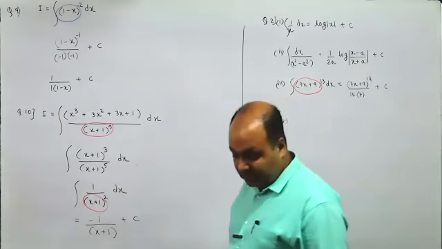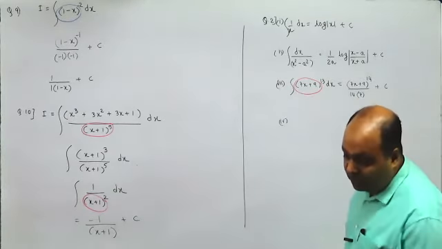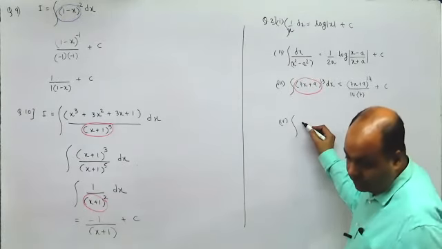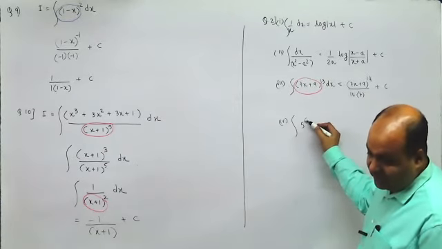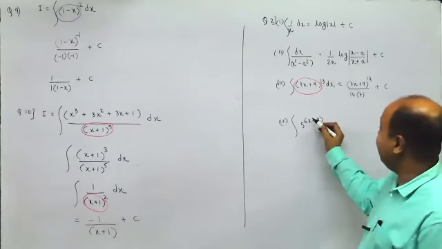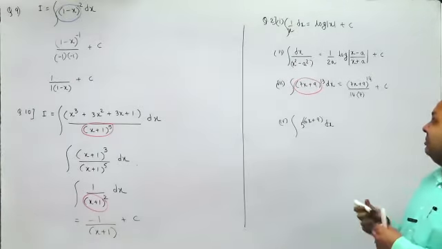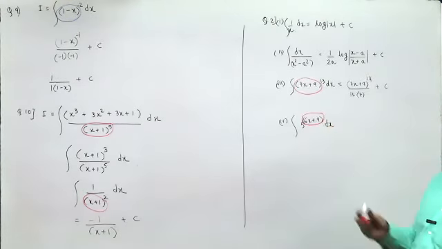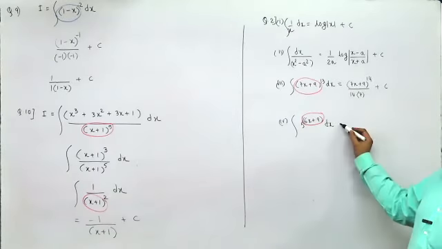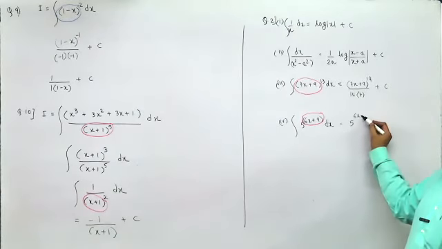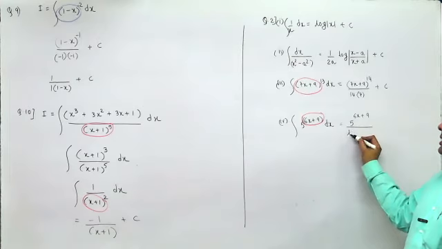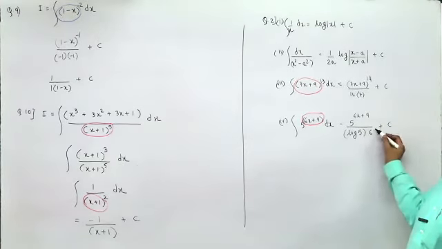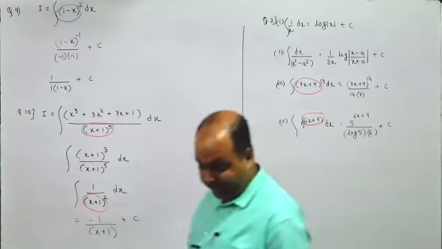Fourth one, 5 raised to 6x plus 9. You can treat this term as x over here because this is linear. Now what is a raised to x? It is a raised to x upon log a into the x coefficient, that is 6, plus c. So this should be the answer for the same.